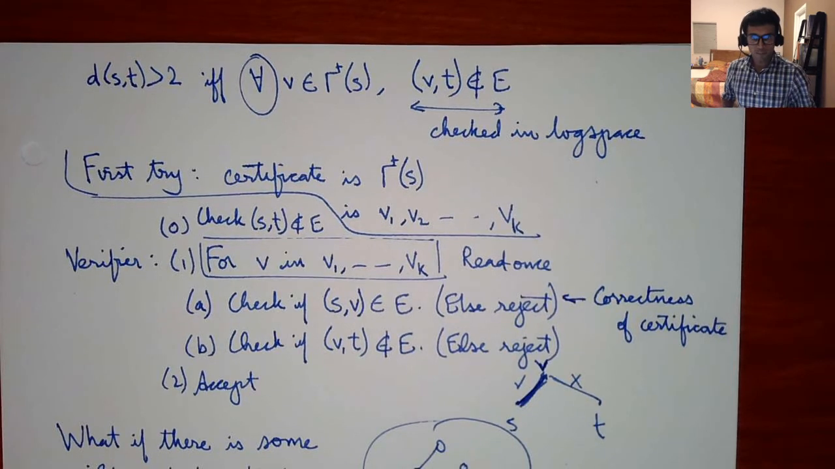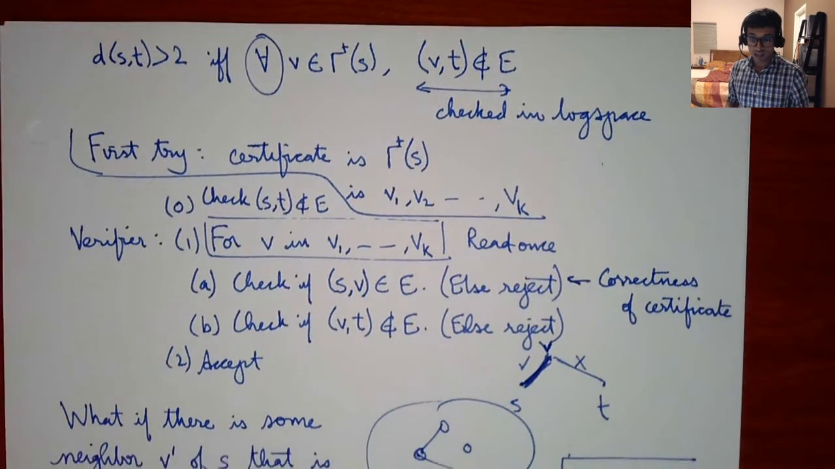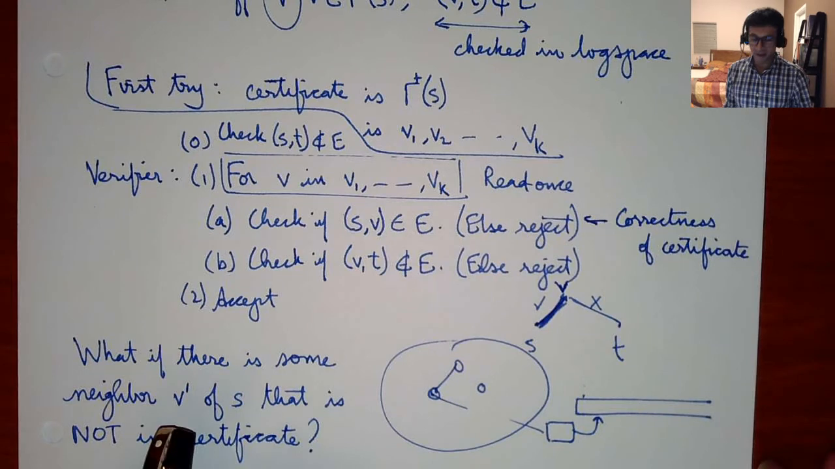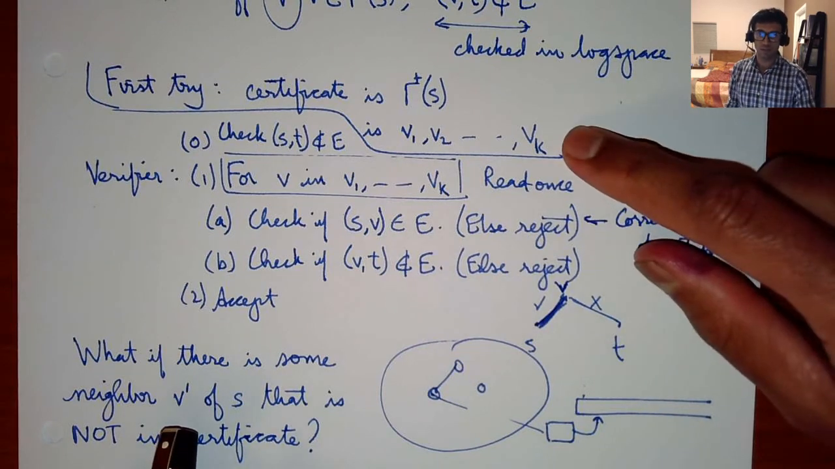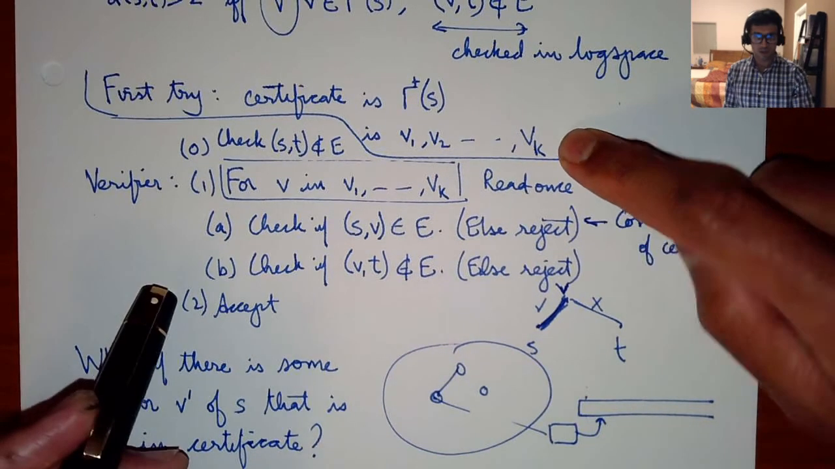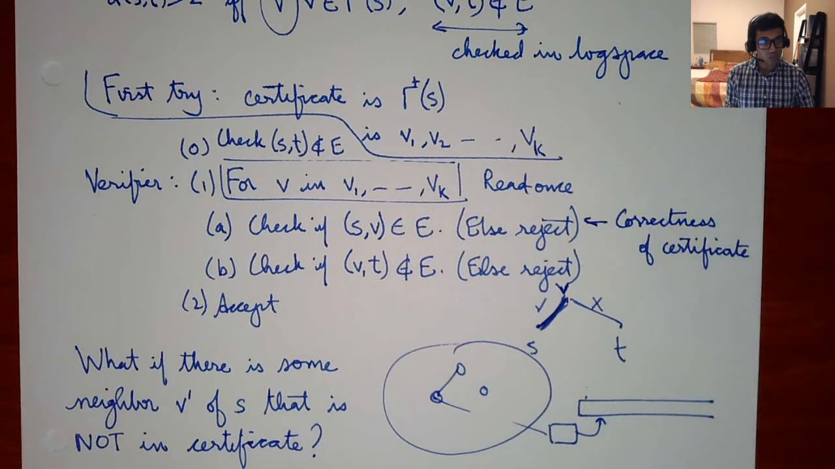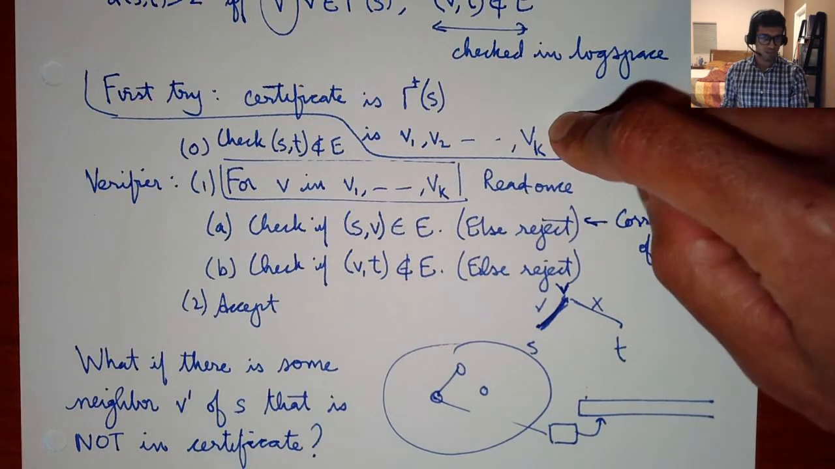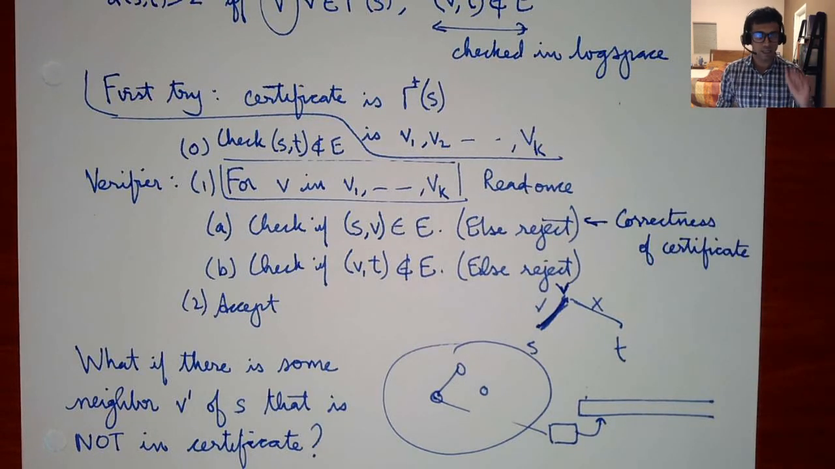Now the problem is this certificate is defective because maybe there is some neighbor V prime of S that is not listed in the certificate. How does the verifier know that the certificate contains all the out neighbors? It can check that each of these vertices, V1 to Vk, are individually out neighbors. But maybe there is some other vertex that is not an out neighbor.